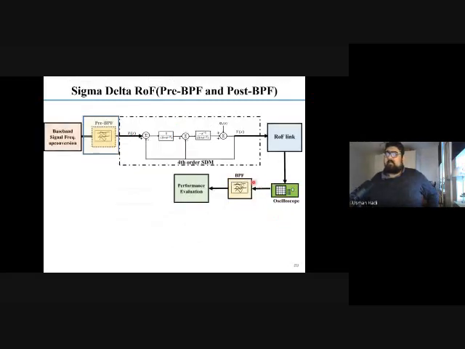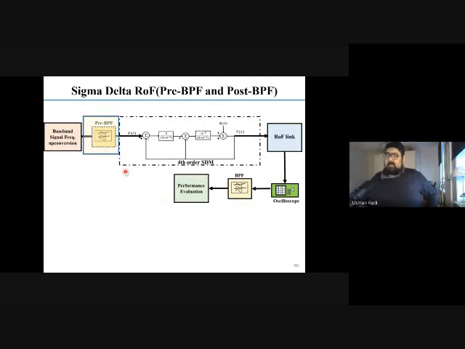The other topic is that in the Sigma delta radio over fiber, you were seeing that we have the Sigma delta modulation here, and this is the ROF link. We have an oscilloscope, bandpass filtering, and performance evaluation. The problem is that this bandpass filter that we add introduces phase and amplitude noise to the system, to the Sigma delta radio over fiber. So we can have a pre-bandpass filter or a post-bandpass filter realization, so that we can negate the effect of the BPF in the Sigma delta radio over fiber.